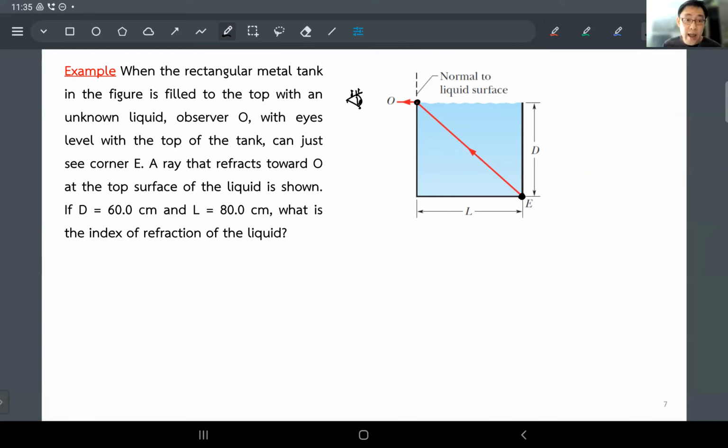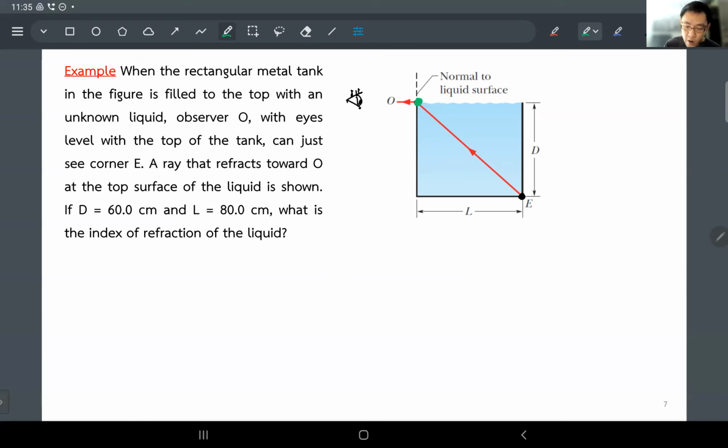All right. A ray that refracts towards O at the top surface of the liquid as shown. Perfect. If D is given, L is given, what is the index of refraction of the liquid, guys? Want to give it a try? Okay. It's not bad. The point of refraction happens here. I just put the green dots right there.